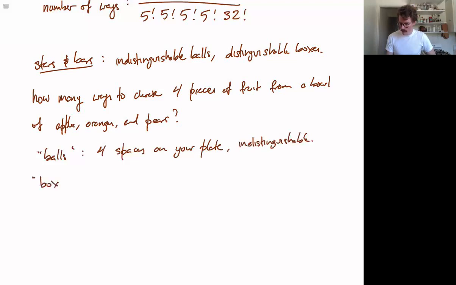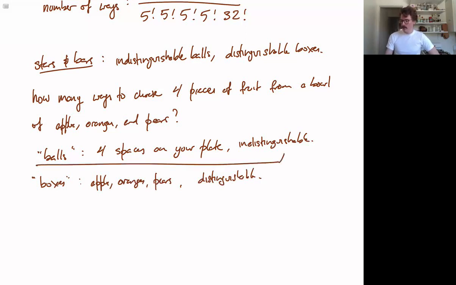The boxes are apples, oranges, and pears. These are distinguishable. So again, it's very much like the Mississippi example that we did. The difference is that in the Mississippi example, the balls were slots, but we had them in a specific order. So they were distinguishable because the order mattered there. Here, the order does not matter, so our balls are indistinguishable.